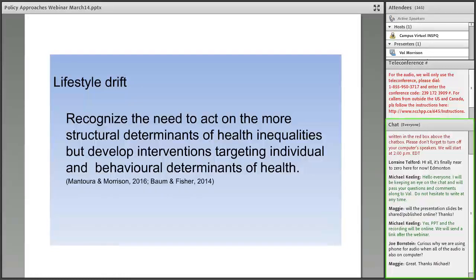And within public health, the unusual tendency to acknowledge the need for acting upstream, or on what some call the structural determinants of health, but adopting programs that focus mainly on individual behaviors and factors. Some refer to these as the holy trinity of smoking, diet, and exercise. And the term lifestyle drift has more recently been used to discuss this tendency of recognizing the need on the one hand for structural determinants of health, but developing interventions and policies that target individual and behavioral determinants.